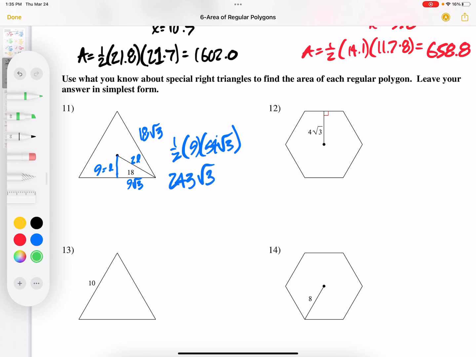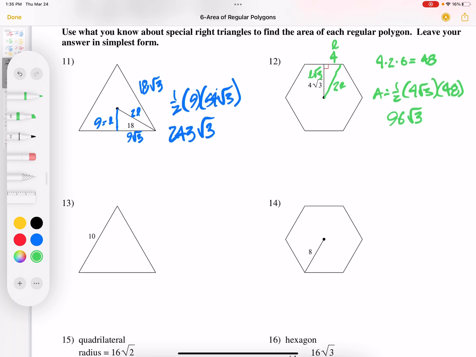All right. Hexagon. I've got 4 square root of 3, so this side length is 4. This is 2L, this is L, and this is L square root of 3. So this one's easy. 4 times 2 times 6 is 8 times 6, which is 48. So my area equals 1/2 of the apothem, 4 square root of 3 times 48. So that's 2 times 48. This is 96 square root 3.